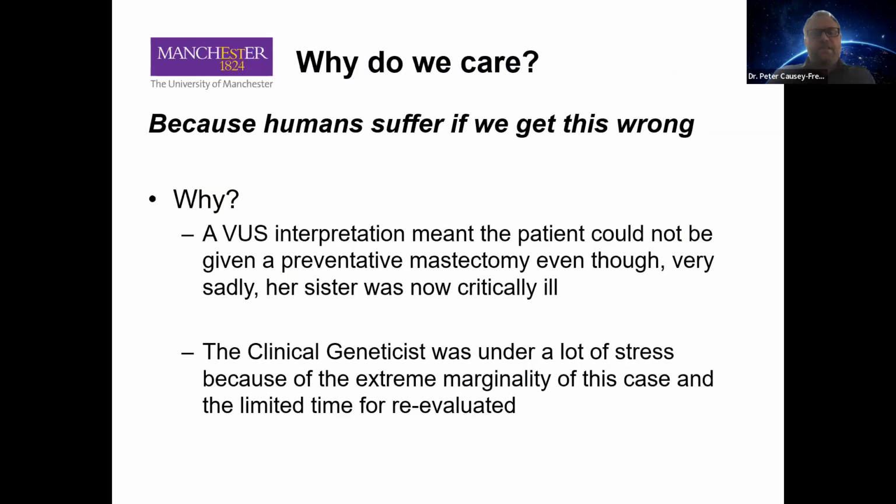The thing is that we need to start getting this kind of thing right, because we are essentially dealing with lives. A variant of uncertain significance prediction interpretation meant the patient's sister couldn't be given preventive treatment. Her sister was critically ill at this point, and unfortunately since then has passed away. The clinical geneticist was under a lot of stress because of the extreme marginality of the case, as you can imagine. So next slide, please.